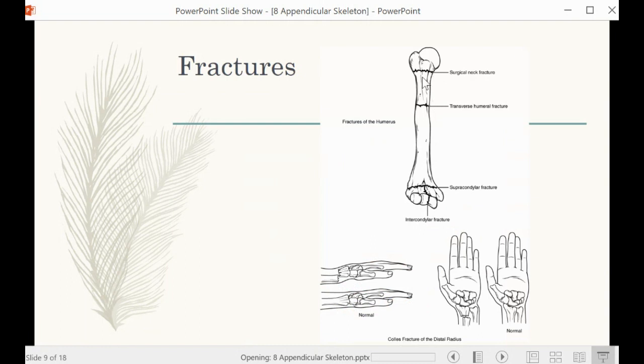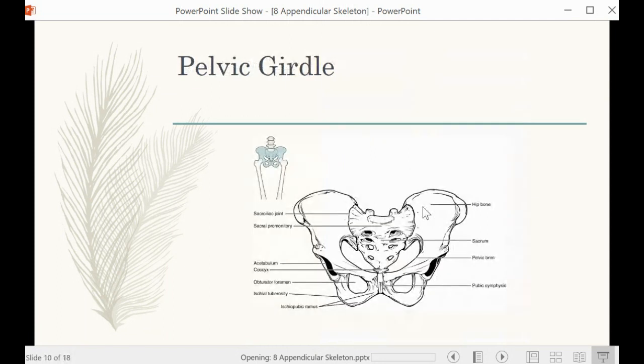This is that humerus. So we can get what's called a surgical neck fracture, a transverse humeral fracture. We can get a supracondylar fracture. These are the condyles here. So supra means above, and then we can get an intercondylar fracture, which is between the condyles.